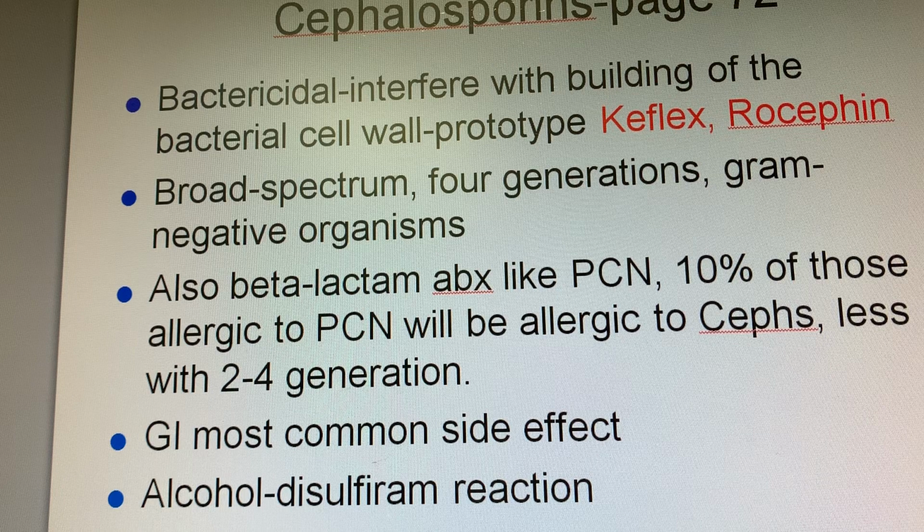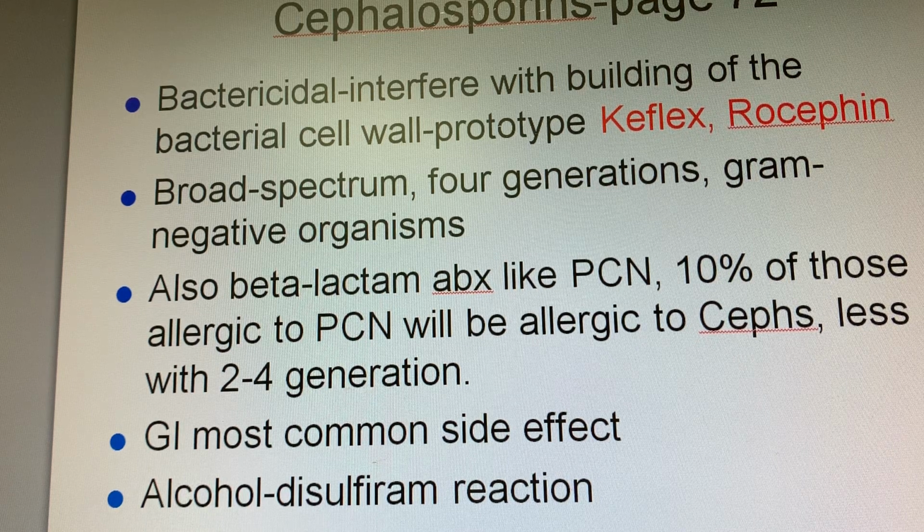We have two different prototypes. One of them is Keflex, which is a pretty common PO drug, and this is cephalexin. Cephalexin is the generic name, and this is found on page 70 on the table. And then we have ceftriaxone, which is Rocephin. That one you're probably familiar with also.